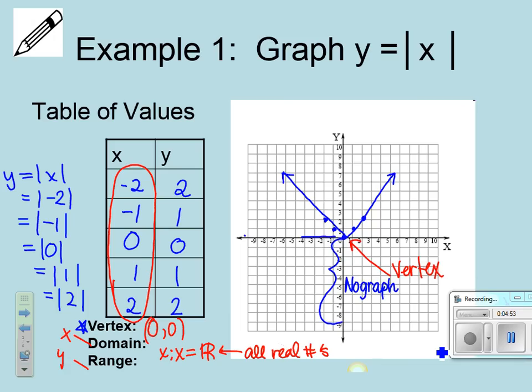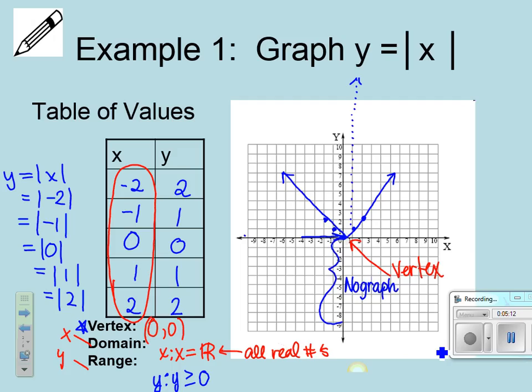Well, your graph starts right there at 0, and it continues to go up and up and up forever. And so the range for this function would be y such that y is greater than or equal to 0.